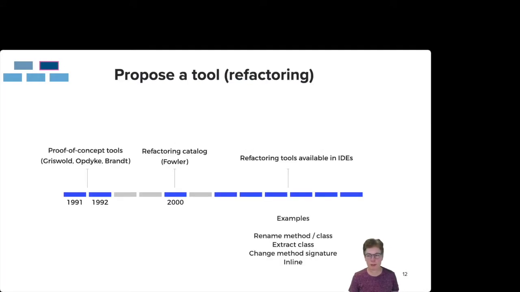The next step along the journey of tool development is to propose a tool. Here we can see that several individuals first built proof-of-concept tools for automated refactoring 30 years ago. In 2000, Martin Fowler helped popularize the ideas with his well-known book, and we started to see automated refactoring tools, from simple ones like rename method to more complex ones like inline, appear in IDEs. Many common IDEs today support about 40 different automated refactorings.